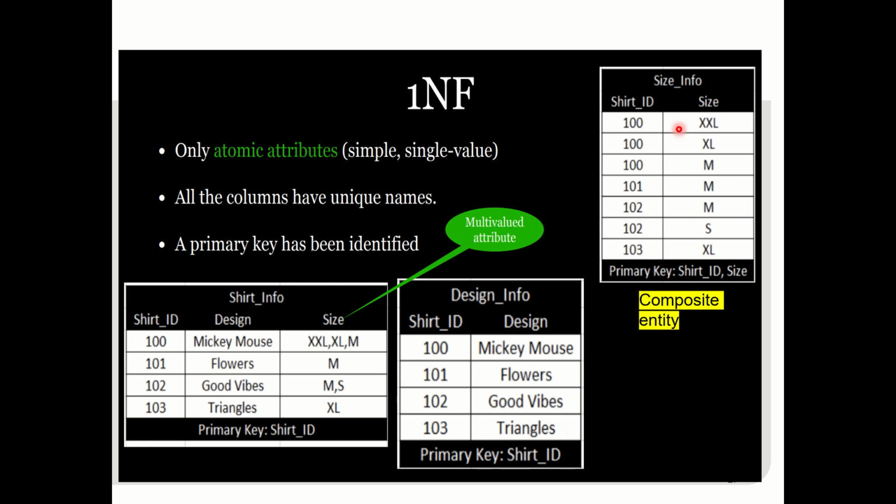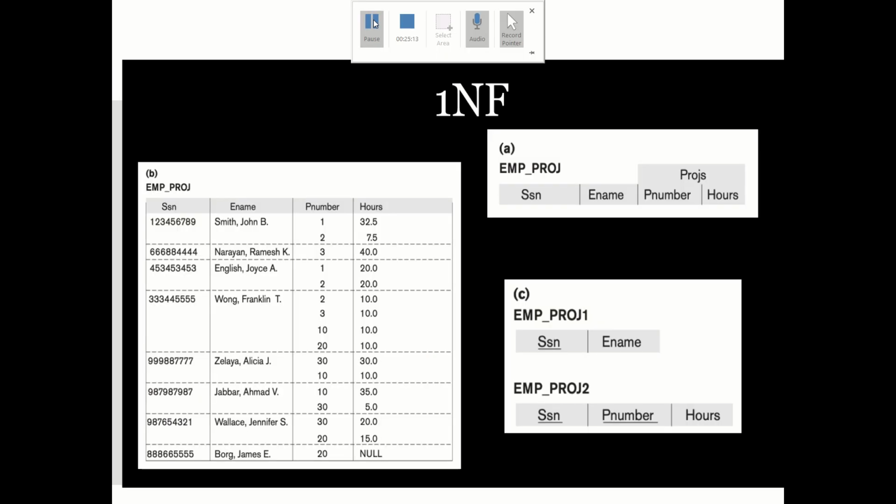Okay, so just understand that you can actually divide this into 100 Mickey Mouse XXL, 100 Mickey Mouse XL, M, etc. into three different forms. So this is how we could basically do it.